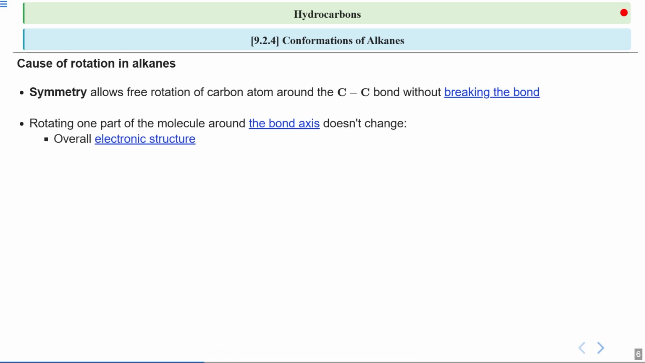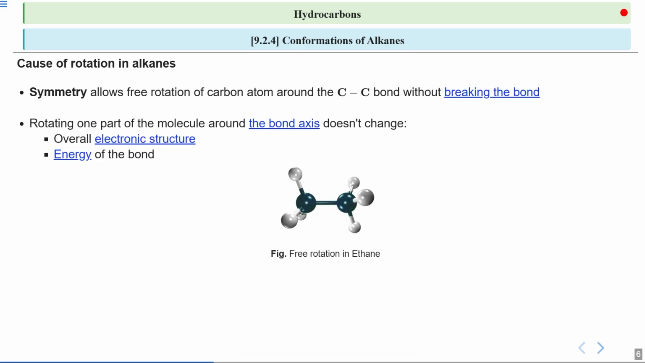Specifically, the overall electronic structure of the molecule remains unchanged during this rotation. This is again due to the symmetric nature of the sigma bond. This means that the electrons are still distributed in the same way, which is crucial for maintaining the molecule's stability. Additionally, the energy of the bond is not affected by this rotation. This stability in energy is what allows the molecule to freely rotate without requiring additional energy input.